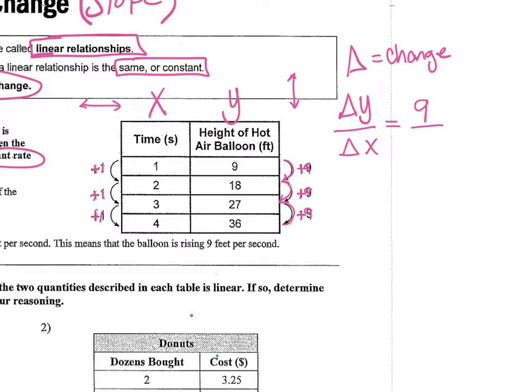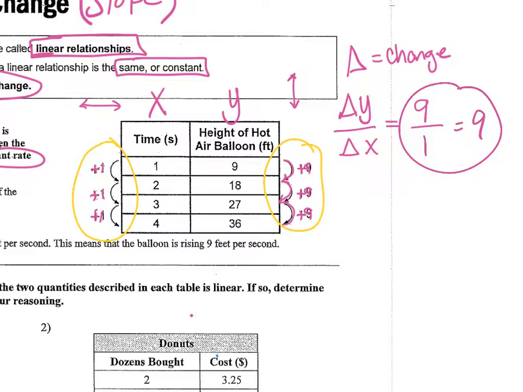So my change in y was positive 9, my change in x was positive 1. So 9 over 1, or just 9, is my rate of change, okay? And so since these were all the same and these were all the same, since they're both increasing by the same amount each time, that means it's linear, and that means I can have a constant rate of change, okay?